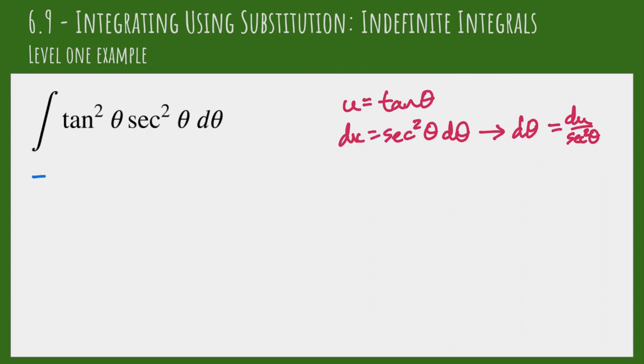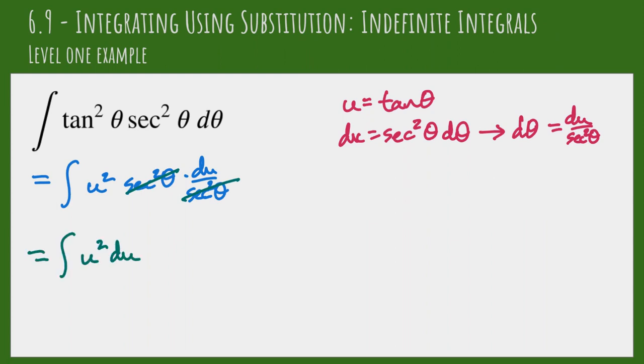Okay, so let's make the substitution. Tangent squared is going to become u squared because u is just tangent. I'm going to keep the secant squared of theta in there. D theta is going to become du over secant squared of theta. And as we've seen in previous problems, by making a good choice for u and using its derivative, the thetas are going to go away. So rewriting here, we have the antiderivative of u squared with respect to u. Then taking the antiderivative, we're going to have u cubed over 3 plus c.